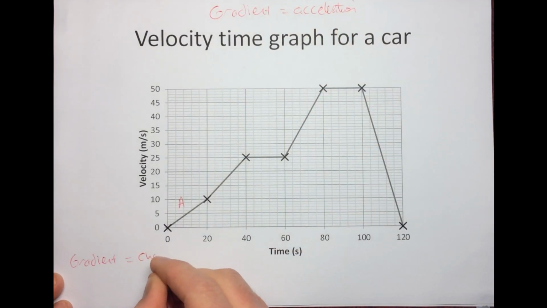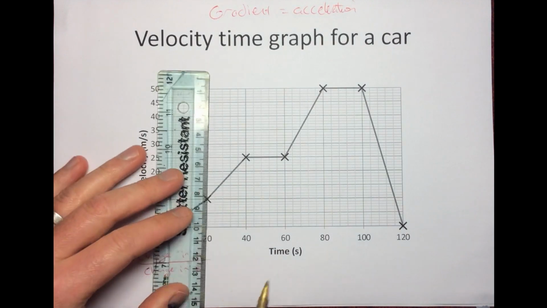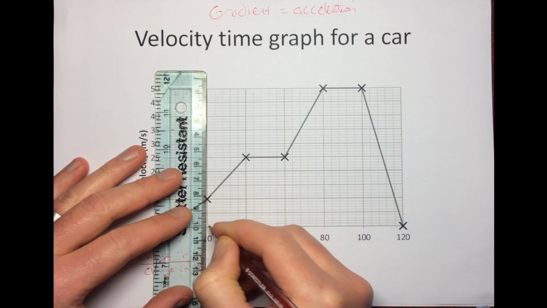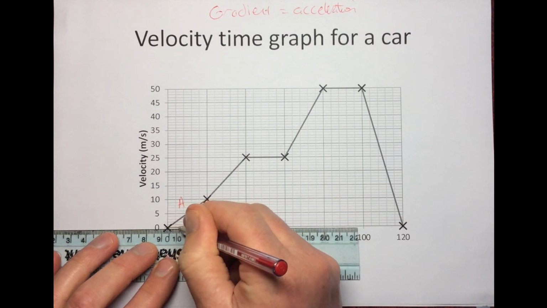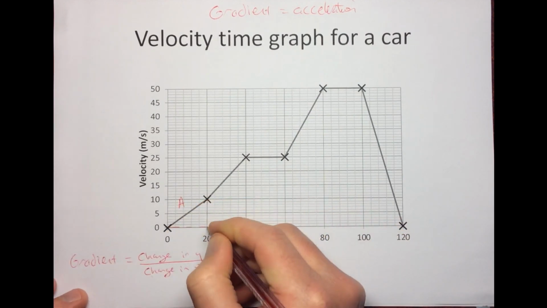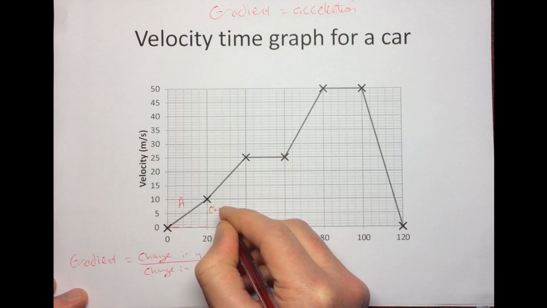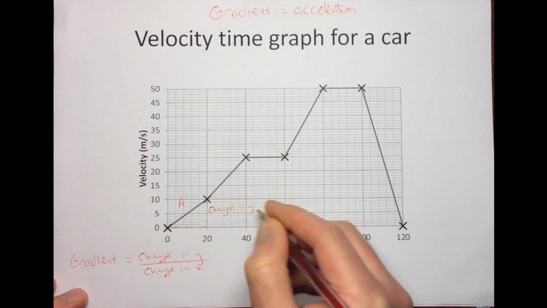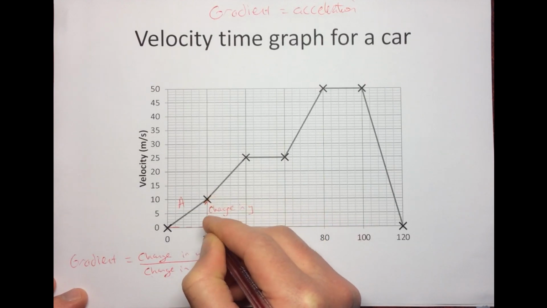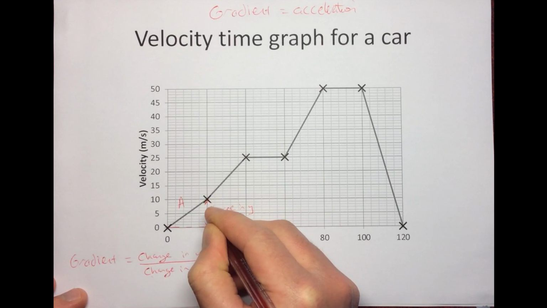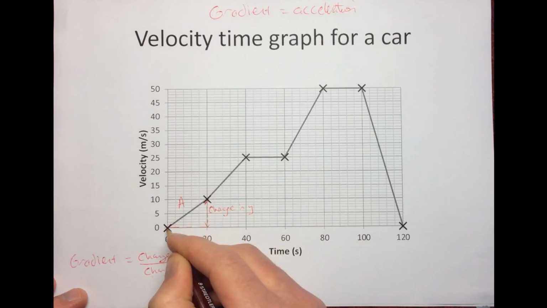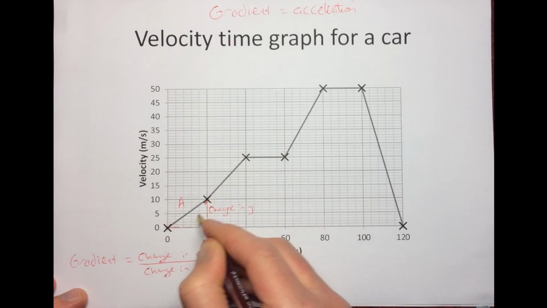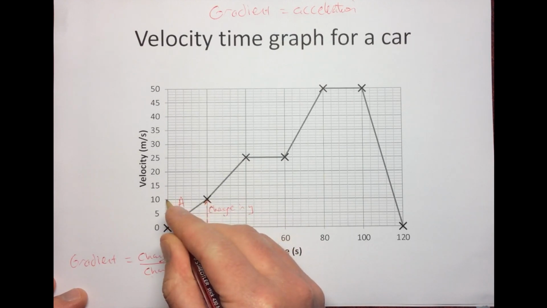Now the gradient is equal to the change in the y value divided by the change in the value on the x-axis. So if we do the gradient for section A, we're going to just draw a little triangle. Hopefully you can see that on the video. The change in y is this difference from here to here on the y-axis. To start off with, you're at 0 meters per second, and by the end of this section you're at 10 meters per second.